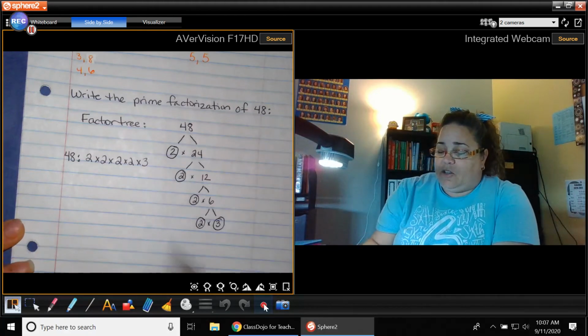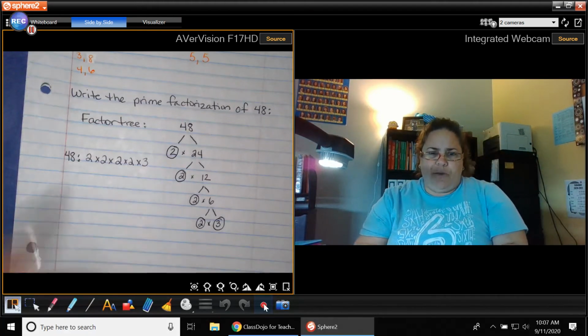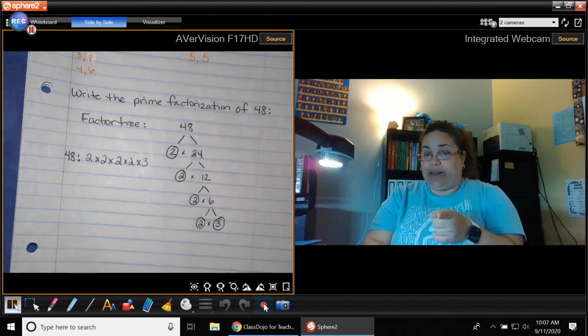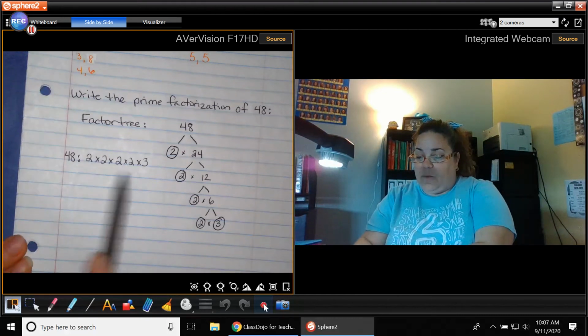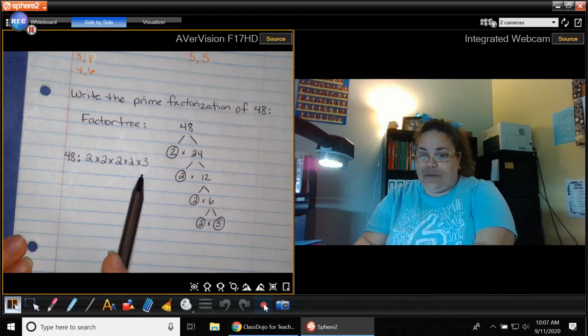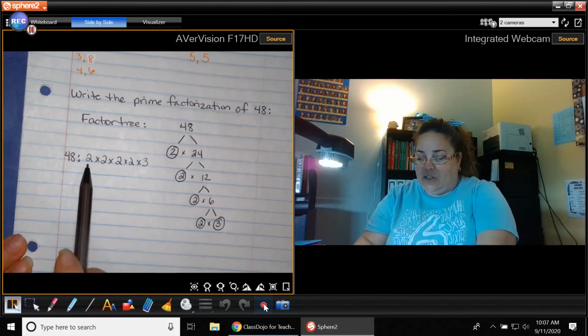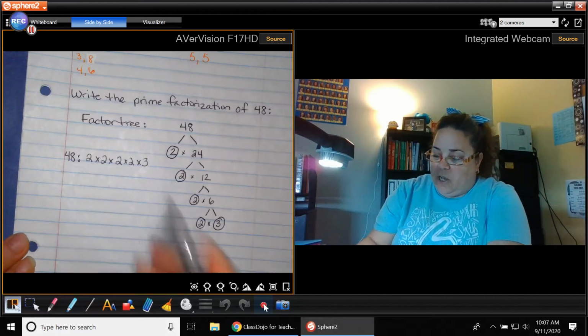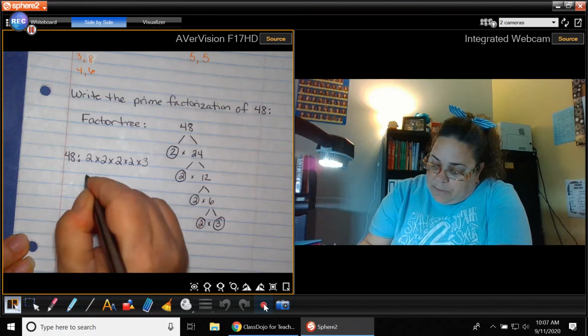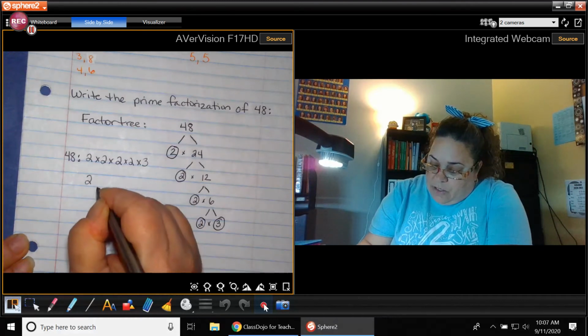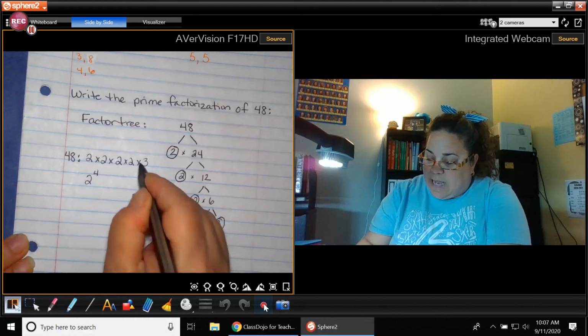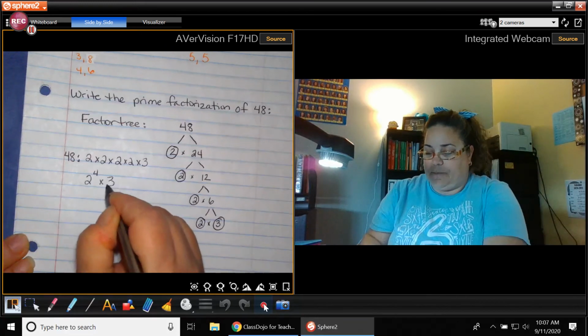Okay, and hopefully if you remember from last week's lesson on exponents, there's a nicer way that we can write this, right? How many 2's do I have? I have 1, 2, 3, 4 2's. So I can write 2 to the 4th times 3.